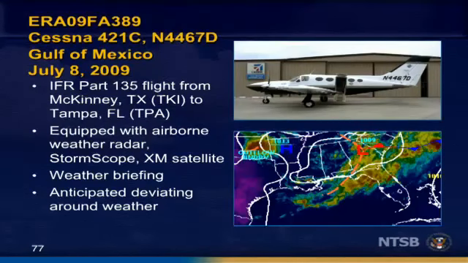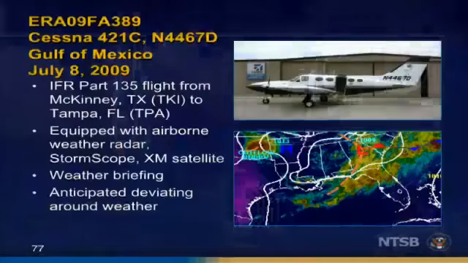He gets the weather briefing. And again, multiple briefings. Loads up with his 6 passengers. He tells the briefer they anticipate that they're going to have to deviate around weather. But again, the briefer says, hey, this guy's instrument qualified. He's got radar. He's got good equipment on the airplane. Hey, he's legal to go.